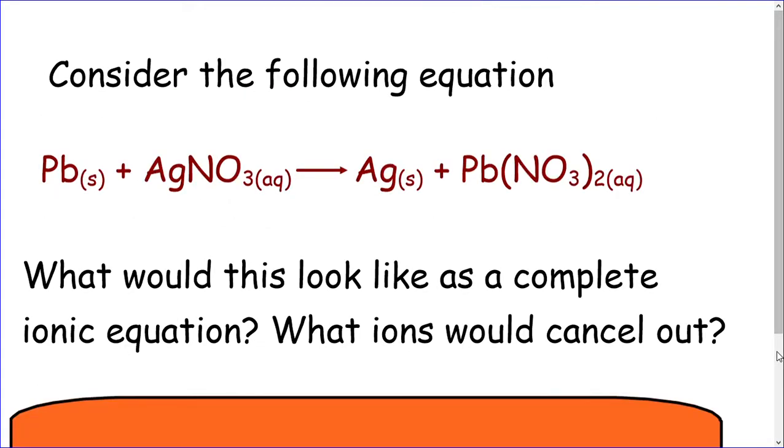So consider the following equation. I've got lead plus silver nitrate gives us silver plus lead nitrate. It's a single replacement reaction. It's asking, what would this look like as a complete ionic equation? And then what would cancel out? So I'd like you to pause the video and see if you can come up with what this would look like as the complete separated-out equation. If everything's broken apart, what does it look like? And then after that, see if you can figure out what the spectator ions are. So pause the video, give it a try, and come back when you're ready.